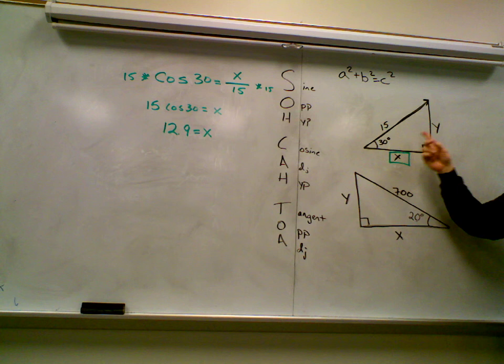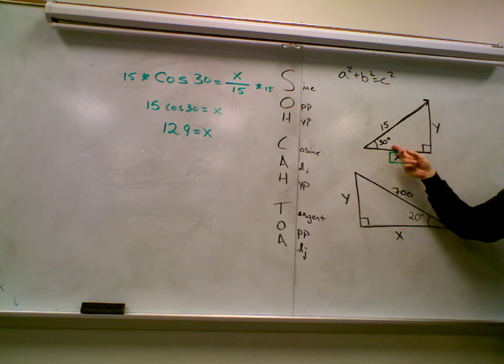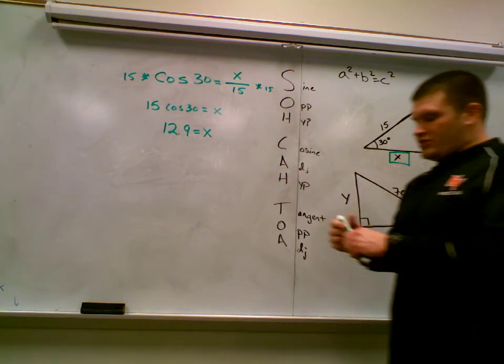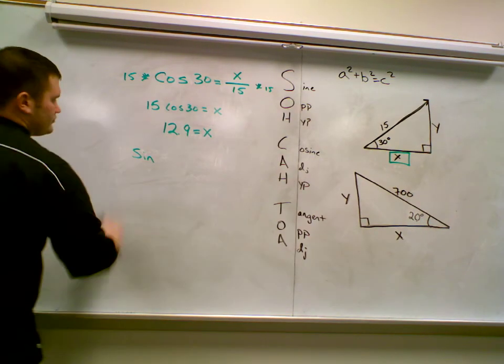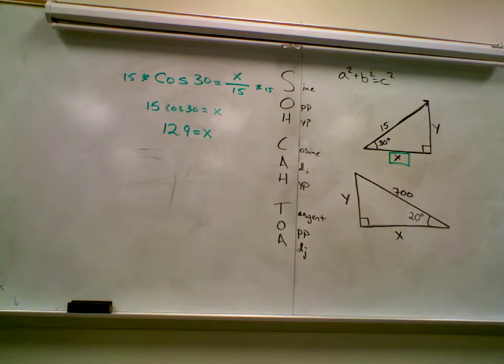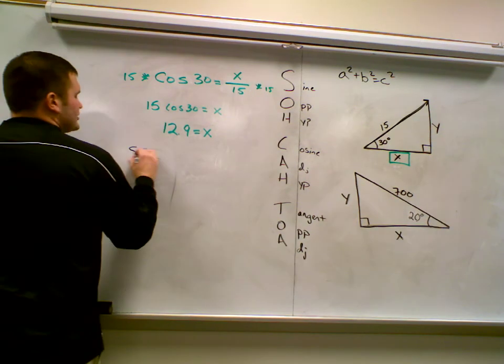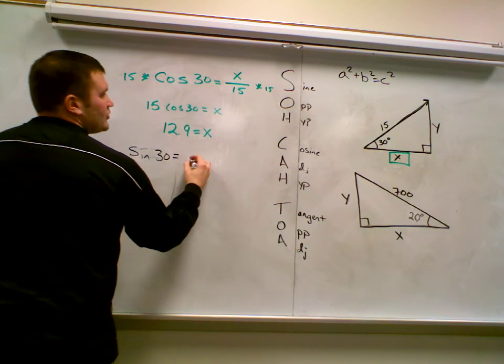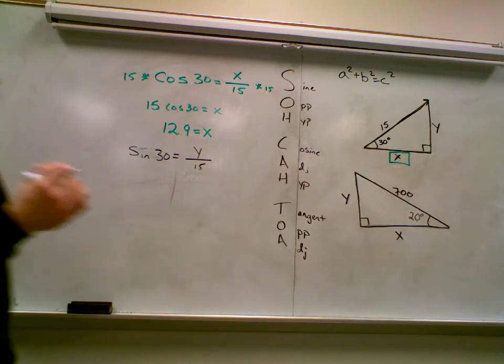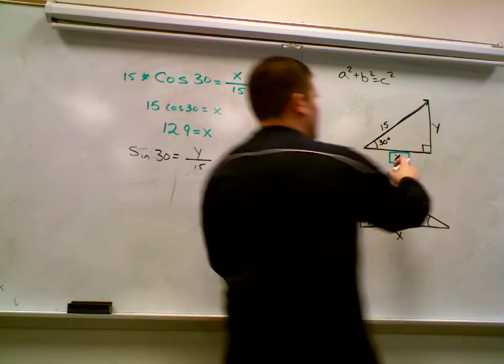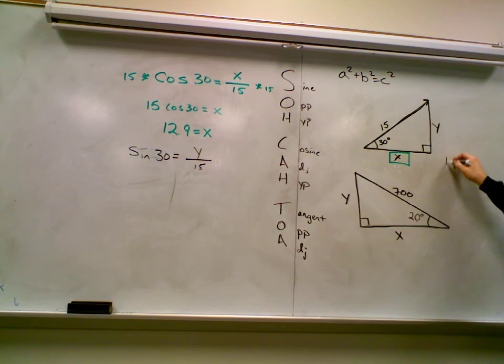We can use the Pythagorean theorem now. Y is what to 30? Opposite. So I could use sine. But it's really not necessary because you can use the Pythagorean theorem. I think all of you are pretty well versed in the Pythagorean theorem. So I could use sine. I could go sine of 30 equals y over 15, right? Or we could use tangent because I know x now. I could also use tangent of 30 equals opposite y over adjacent x.